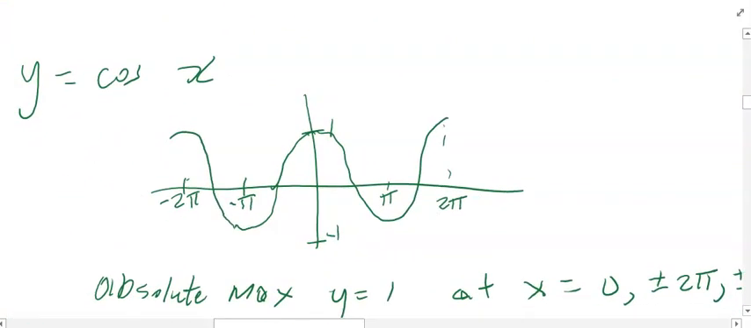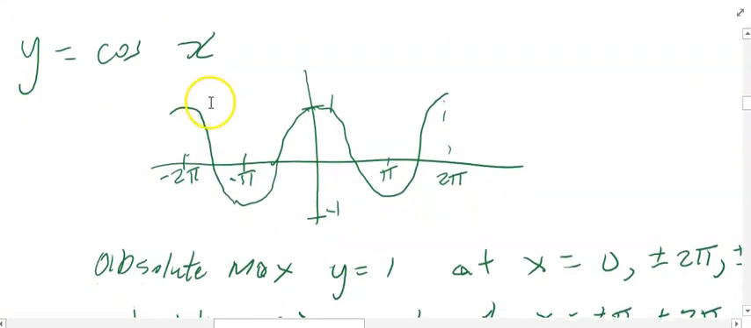Thirdly, let's look at y is equal to cosine of x. This is what the graph of y equals cosine of x looks like. The period here is 2 pi. It has a maximum at 0, and at 2 pi and at negative 2 pi, and has minimums where x is equal to negative pi and pi. The maximum y value is 1. The minimum y value is negative 1.